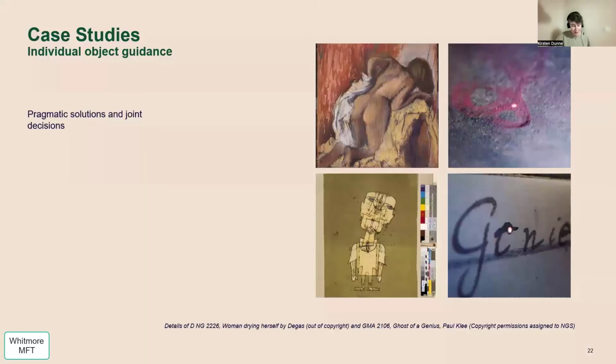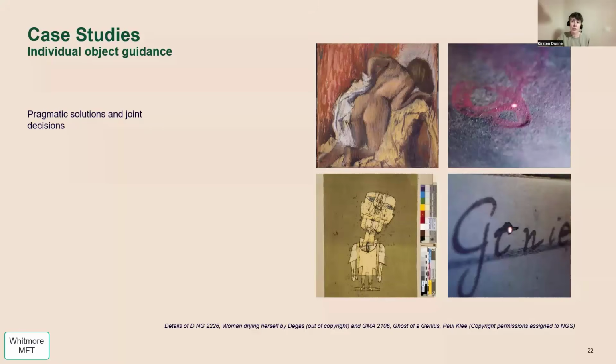So just finishing up by giving you a couple of examples of how we've used microfading data to give some helpful and pragmatic display decisions. So these two works on the screen, in both cases, the signature was the most light sensitive area found and was going to drastically restrict display when both of these objects were under high demand for display. So you've got a pastel by Degas at the top there, and the signature was actually on the woman's foot, so quite far into the image, and you couldn't cover it over easily.